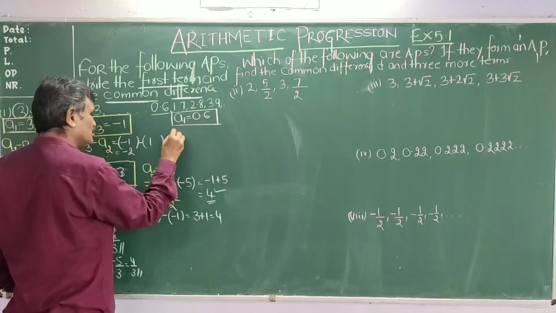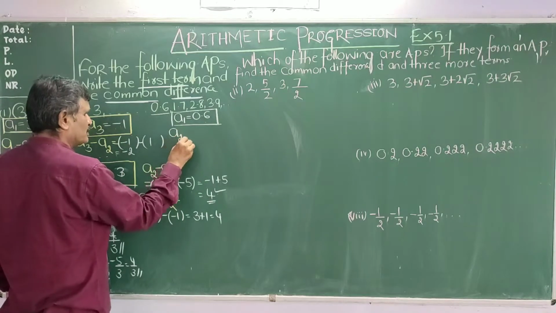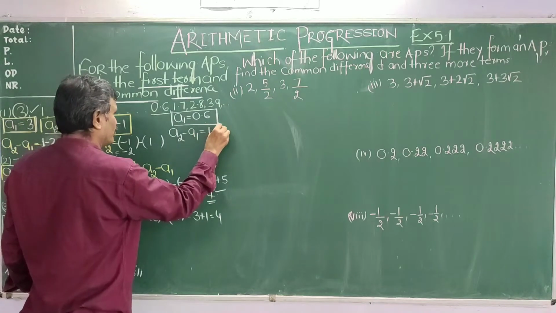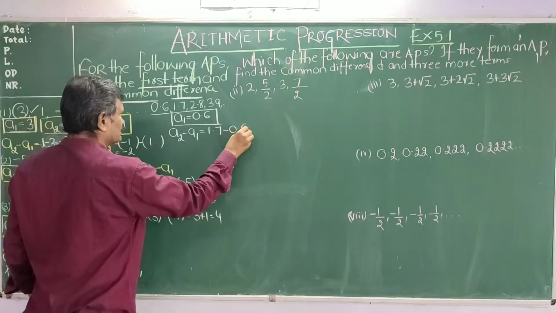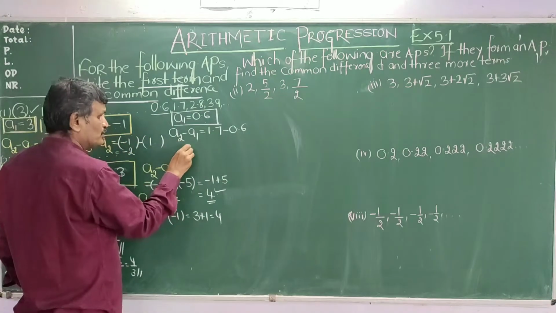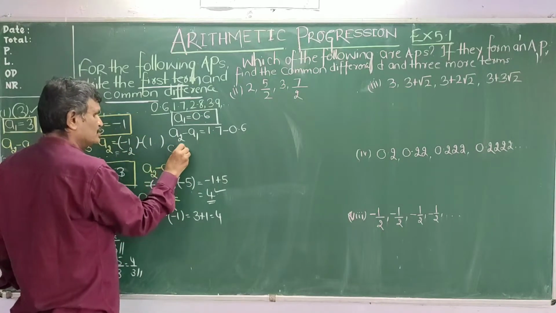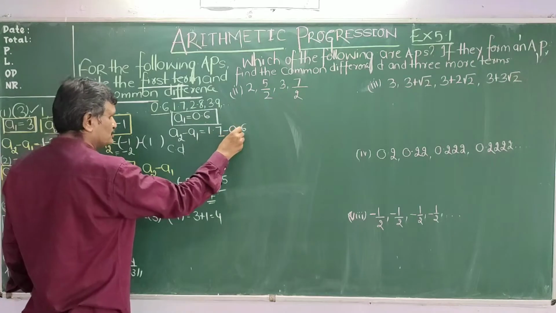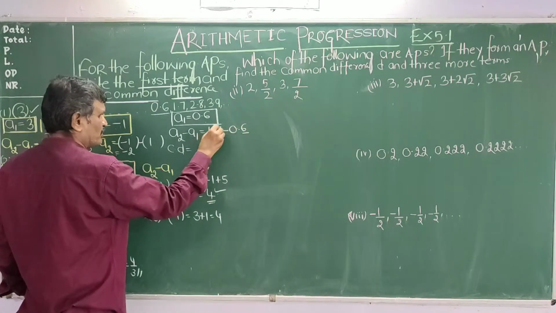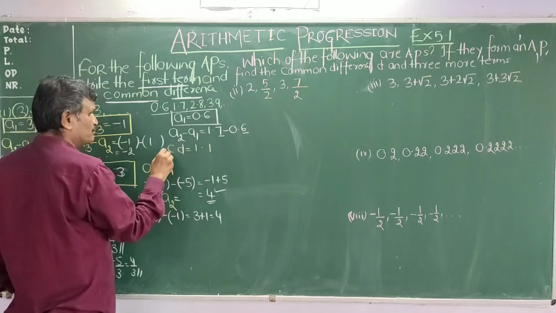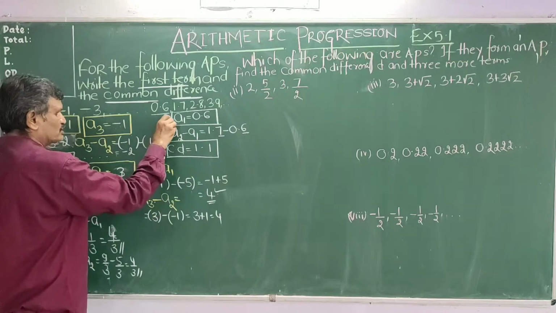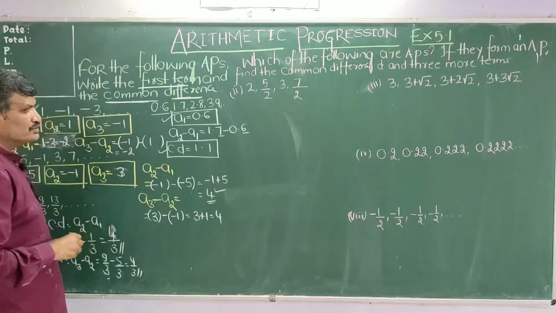What is the common difference? Second term minus first term. What is the second term? 1.6 minus 0.6. If you remember decimal subtractions, I told you, you have to be very particular about it. So 7 minus 6 is 1. 1 minus 0 is 1. So that means the common difference is 1.1. So the first term is this much and the common difference is this much.